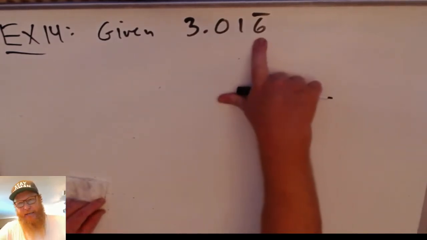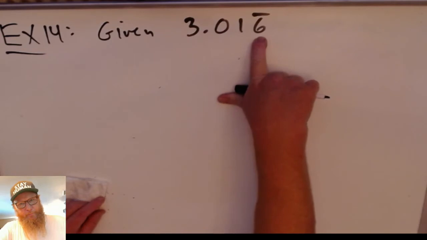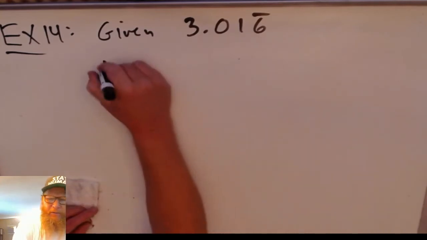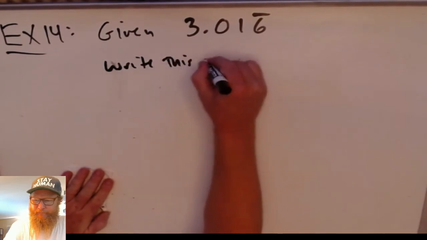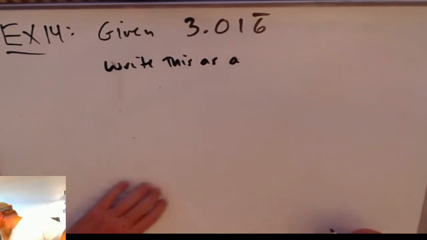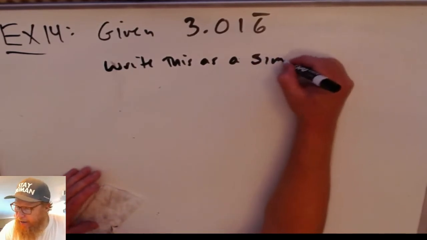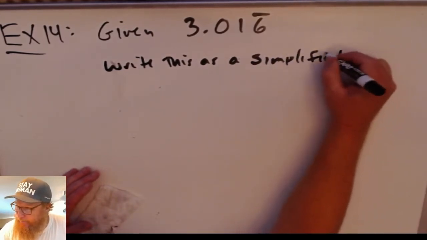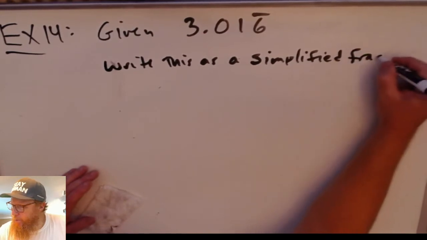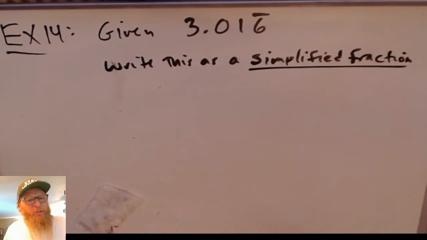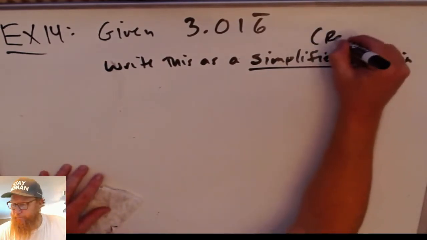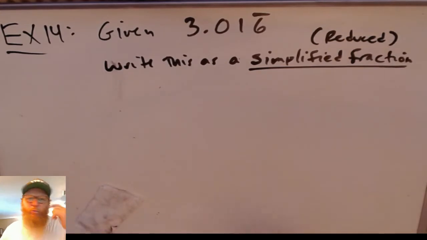So there's your repeating decimal, 3.0166666666. Write it as a fraction. And I think the term I use is a simplified fraction. So I don't want any mixed numbers. I want a simplified fraction, also known as reduced, or reduced to lowest terms or something like that.